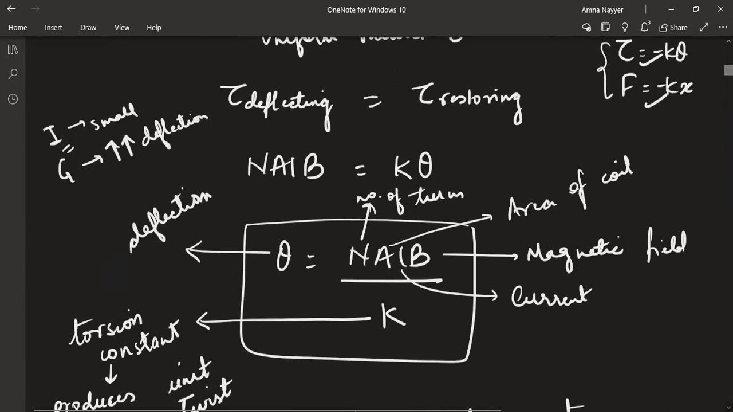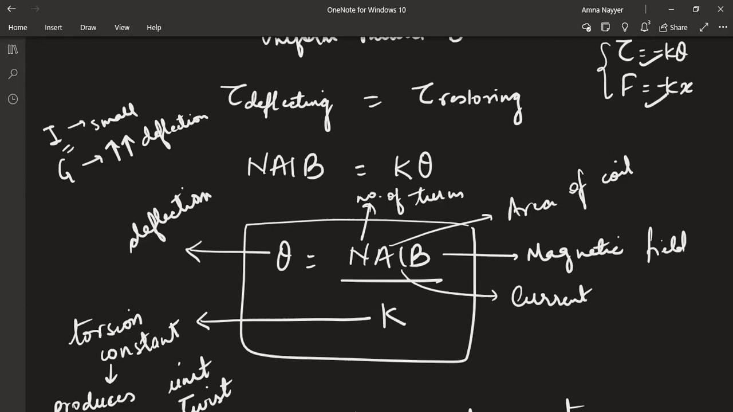And this is the main important point: deflecting torque is equal to restoring torque. Whatever torque is generated when the coil rotates is exactly equal to the restoring torque that brings it back to its original position. The deflecting torque is the torque we have been studying till now, NAIB, from the derivation of r cross F. But the restoring torque is from waves and oscillations. That is K theta, where K is the spring constant and theta is the angular displacement. Linear displacement gives F equal to minus Kx, and angular displacement gives minus K theta.